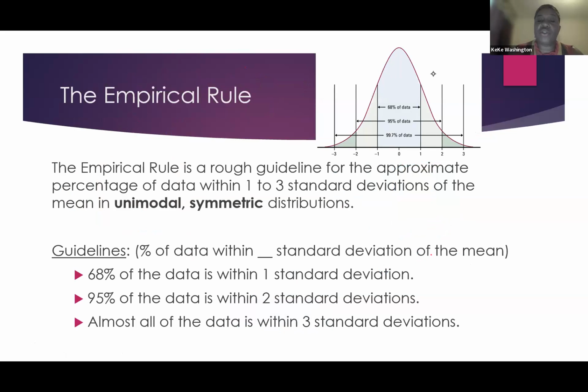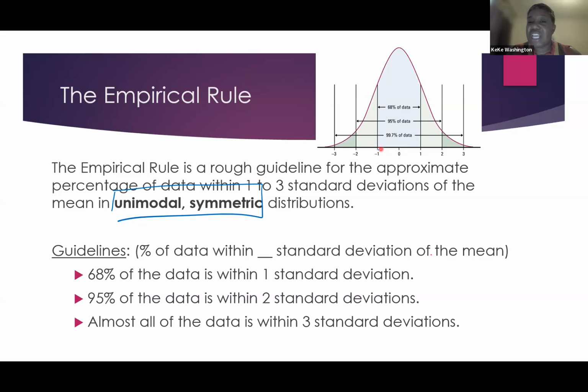All right, the empirical rule. This is the key. You only use the empirical rule when your data is both unimodal and symmetric. You do not use it for bimodal. You do not use it for skewed distributions. If you see that your distribution is unimodal and symmetric, then you can use the empirical rule to describe the spread of your data. The empirical rule says the majority of your data lies within one standard deviation of your mean.